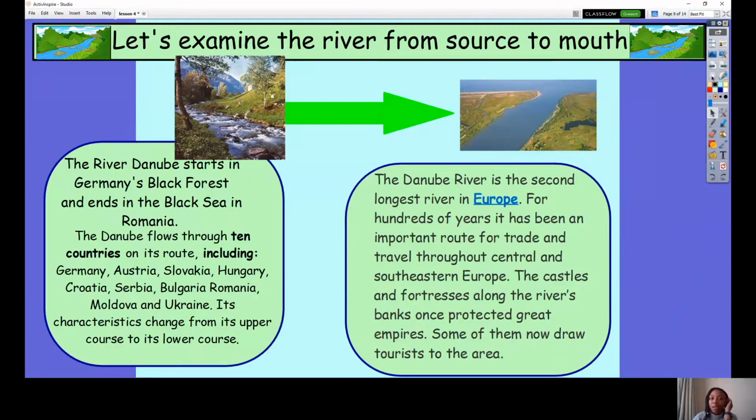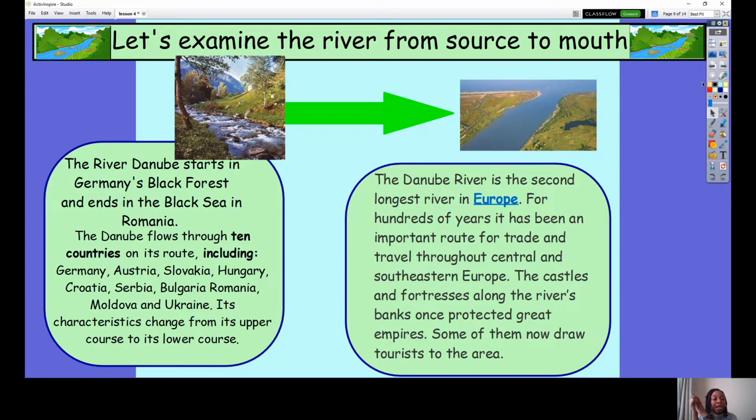Fantastic. Right, let me reshare my screen and go back to our slides. So we are going to be examining the River Danube all the way from its source to the mouth. Now, the River Danube, as we know, starts in Germany's Black Forest and ends in the Black Sea in Romania.